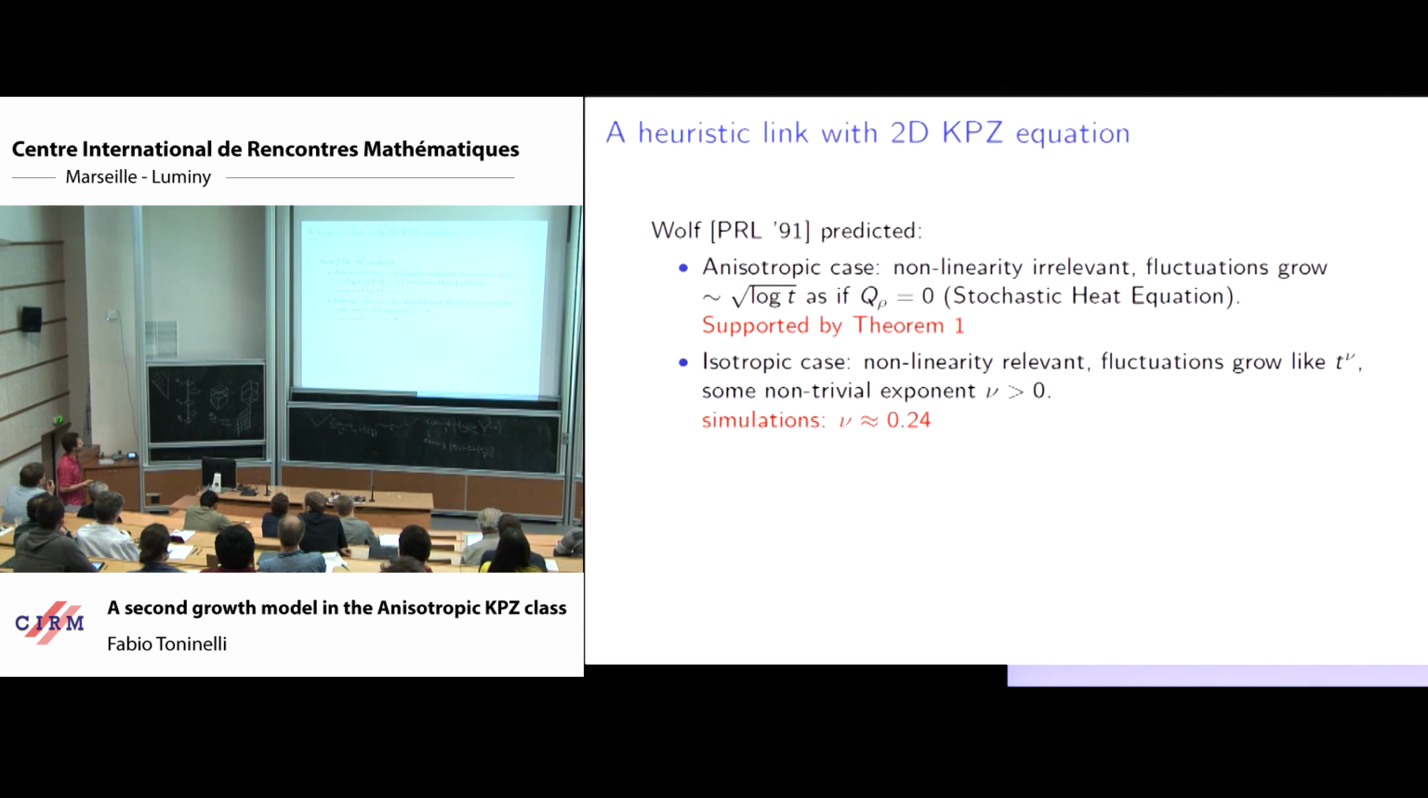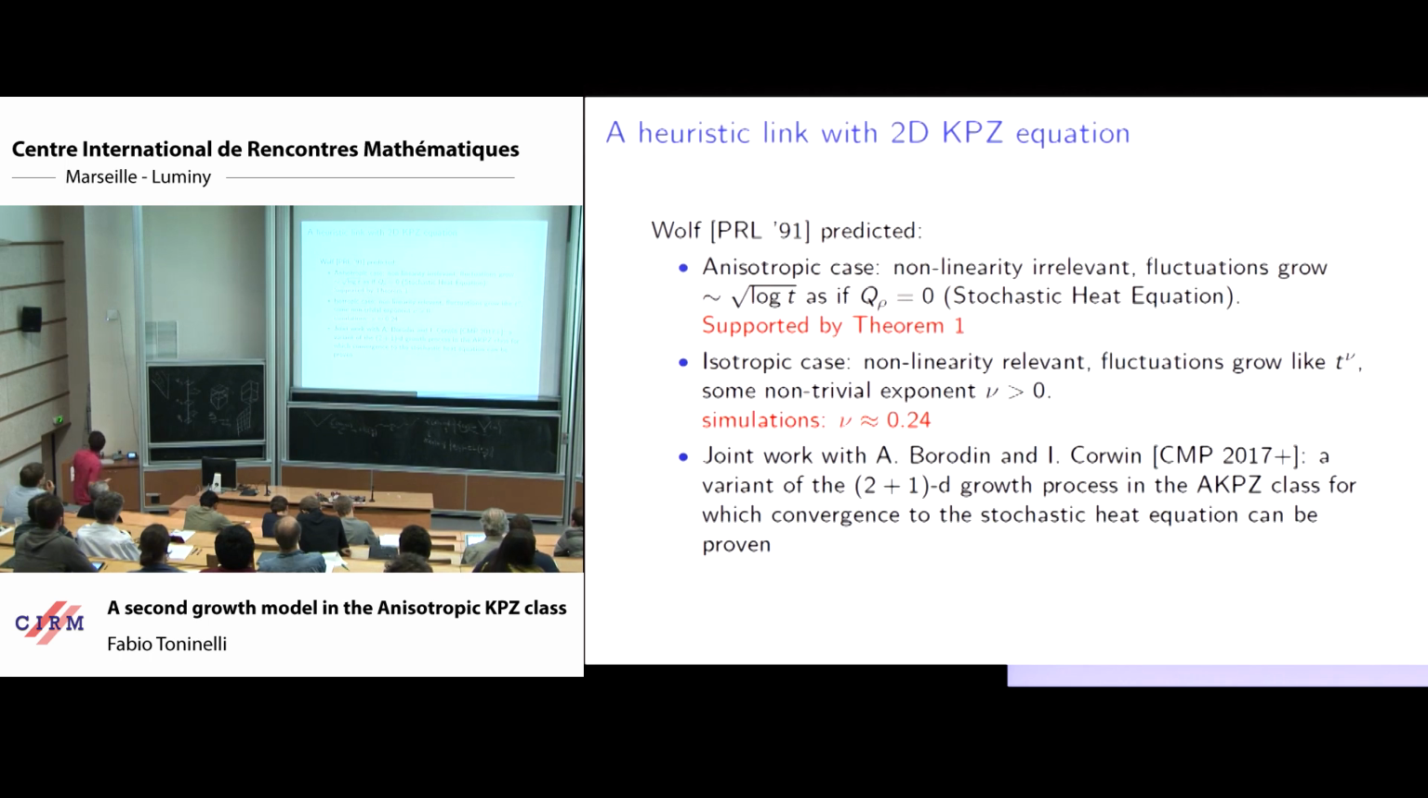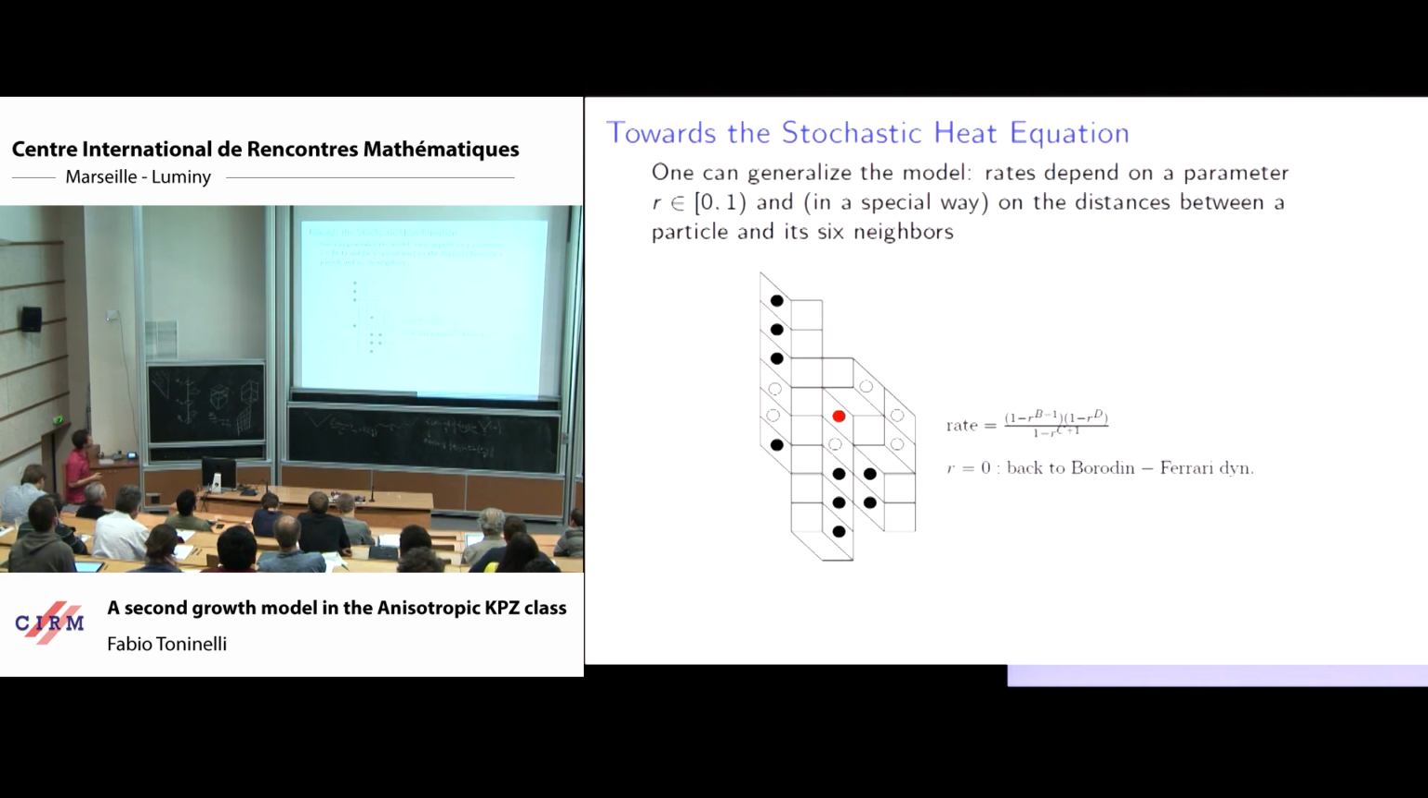So the things fit. And okay, maybe I will spend the last 3 minutes just to explain that by modifying a little bit the model, taking a limit where things become easier, we managed with Alexei and Ivan to go beyond this square root log t bound on fluctuations and to really prove that in some limit, the fluctuations do follow a stochastic heat equation with additive noise. I will do this a bit briefly because of time.